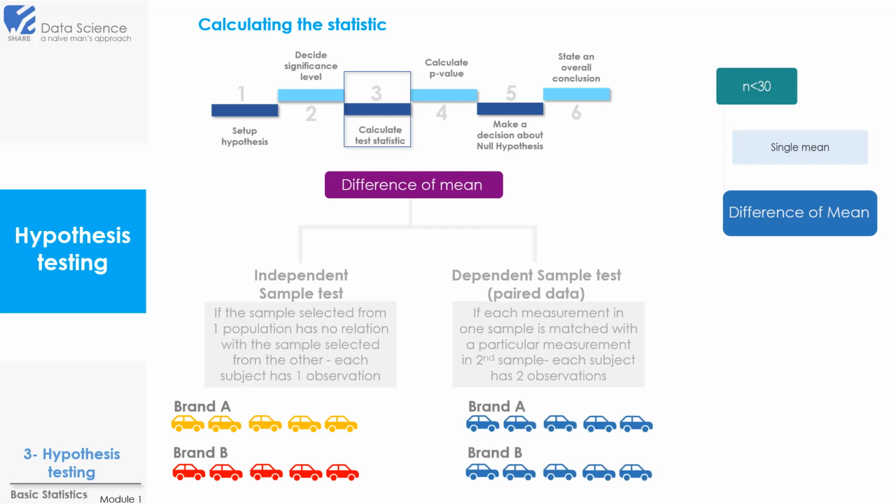Then we took these two brands and this time we assigned both the brands to the same group of 5 cars. So first we asked them to use brand A and then use brand B. Now this is an example of dependent sample. Here you can see that each subject, that is each car, has got two observations, which is mileage from using brand A and then brand B. So this is the difference between independent and dependent samples or paired data.